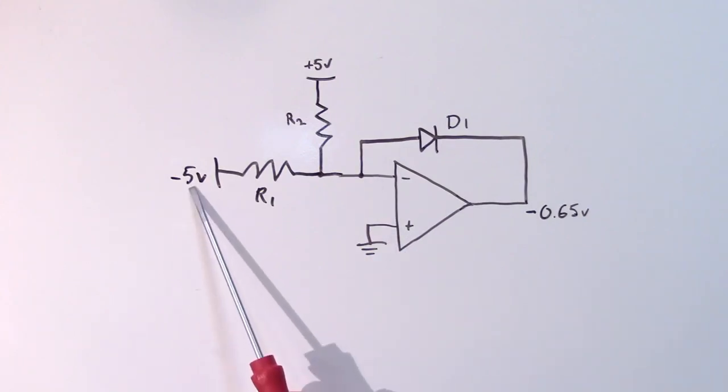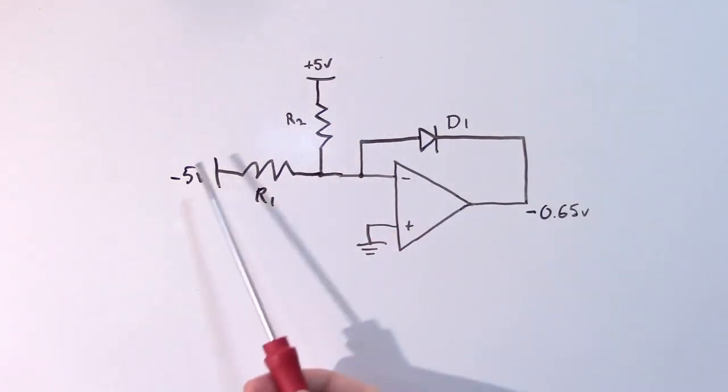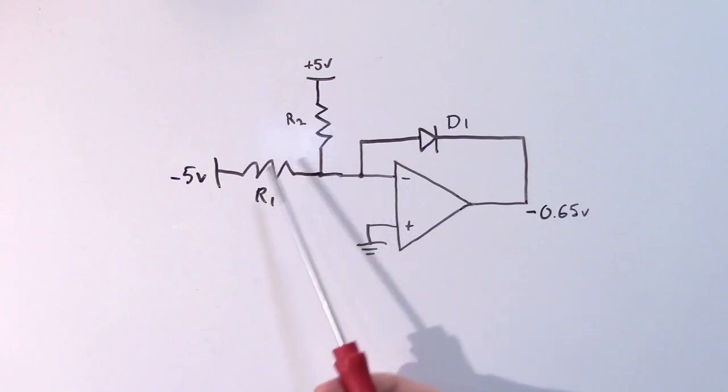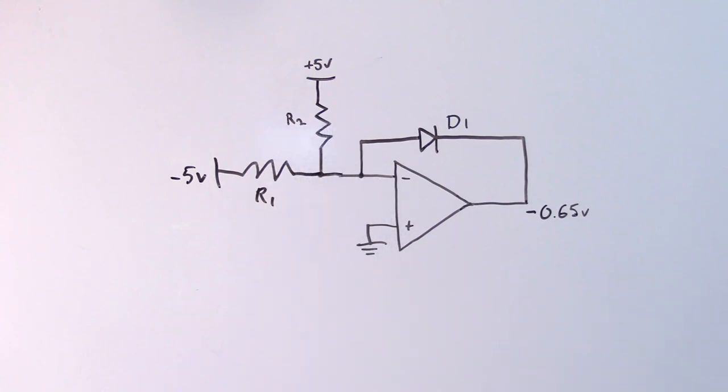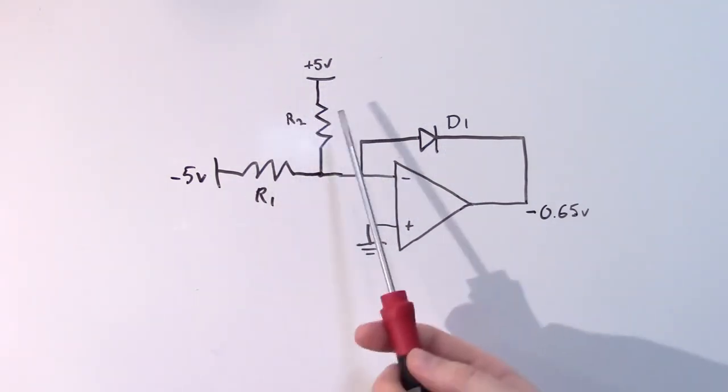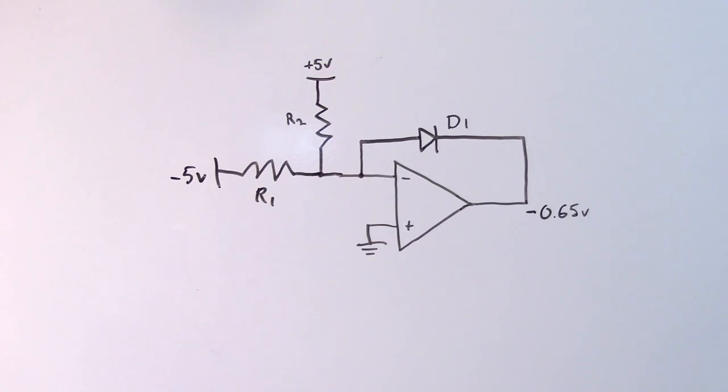Now at negative 5 volts, we can see that we have two equal but opposite voltage sources, and again, assuming R1 and R2 are of equal value, the Thevenin equivalent here is just 0 volts connected through a resistor that's half the value of R1 and R2. So there's going to be 0 volts here, and the op-amp output will actually go to 0.